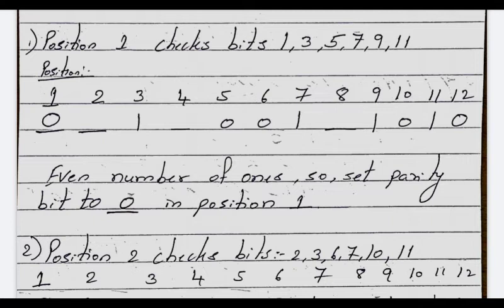Okay, now the next step is that you have to find the parity bit for position 1, position 2, position 4 and position 8. Now how to find the parity bit for position number 1? According to the rule for position 1, you check 1 bit, skip 1 bit.